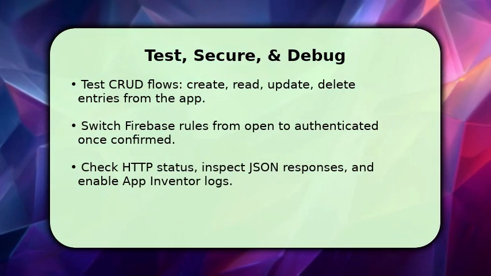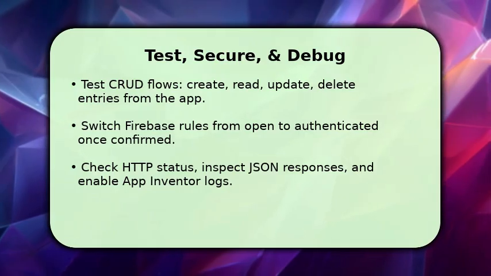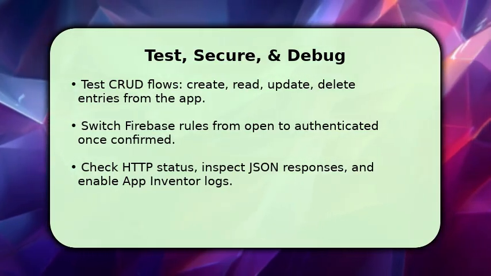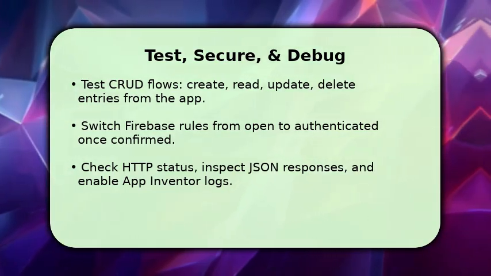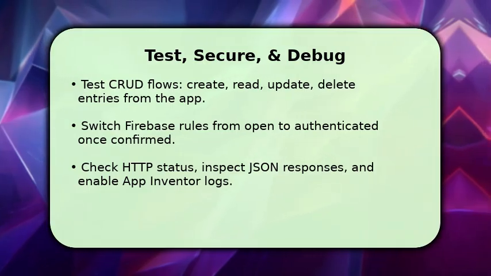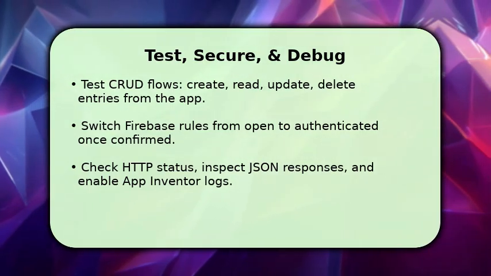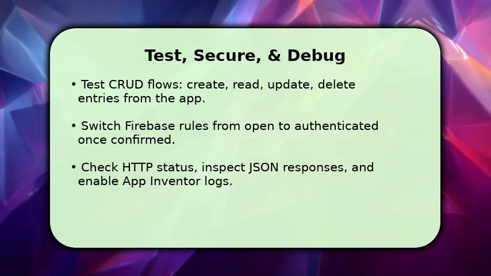Finally, run step-by-step tests. Create an entry, read it back, update a field, then delete it. Confirm the database shows changes in real time. Once confirmed, tighten Firebase rules to require authentication and update your app to include sign-in tokens.